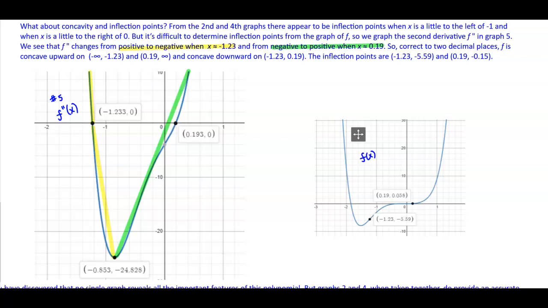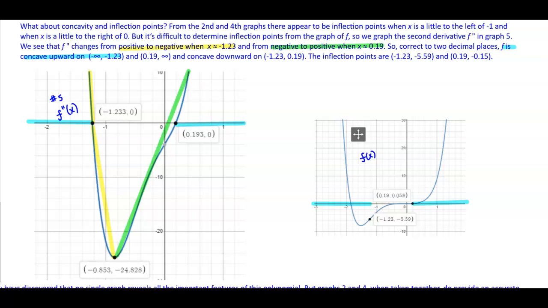So therefore that tells us that, correct to 2 decimal places, f is going to be concave upward on negative infinity to negative 1.23. Okay, and it's also concave upward from 0.19 to positive infinity. You can see over here that it's concave up here, and then from here it's also concave up.